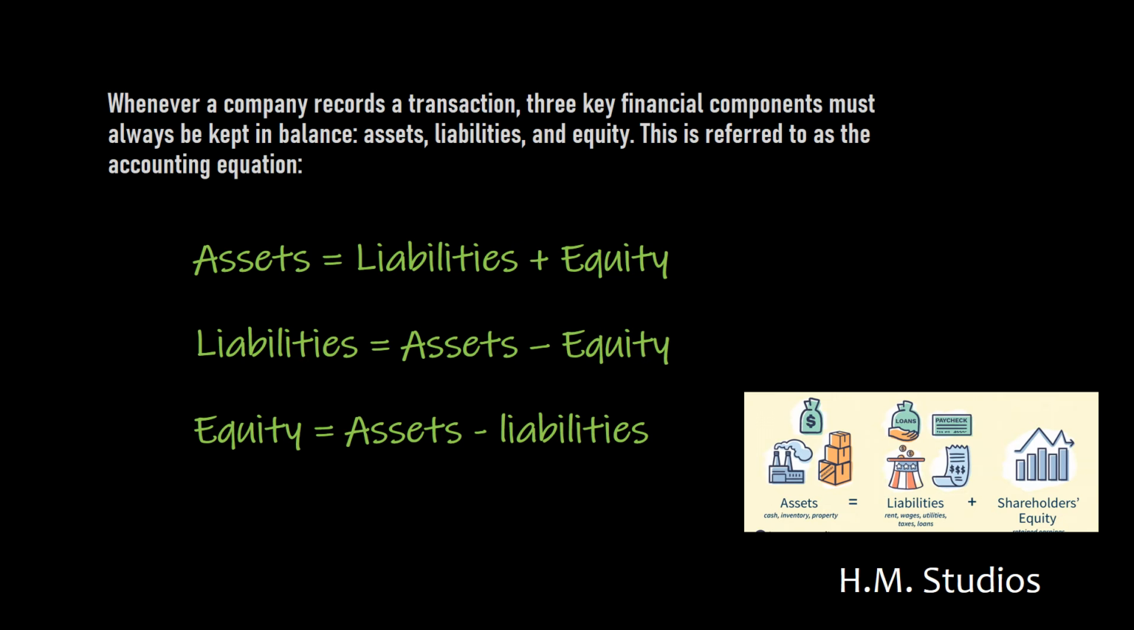There are three financial components which are important while recording transactions. They can be referred to in the accounting equation. Assets equals liabilities plus equity. Liabilities equals assets minus equity. Equity equals assets minus liabilities.